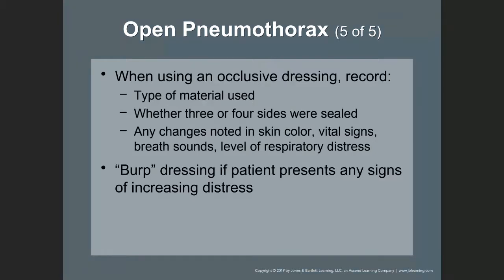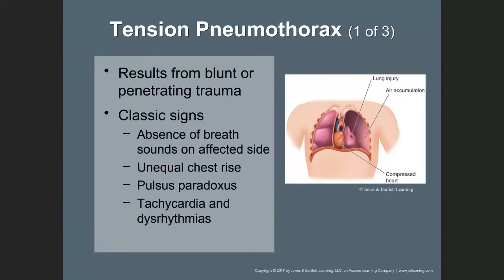When using an occlusive dressing, record the type of material used, whether 3 or 4 sides were sealed, and any changes noted in skin color, vital signs, breath sounds, and level of respiratory distress. Burp the dressing if the patient presents any signs of increasing distress or any signs of developing a tension pneumothorax.